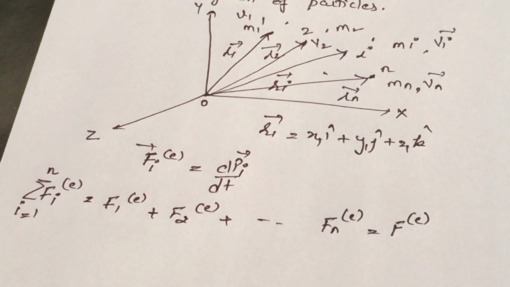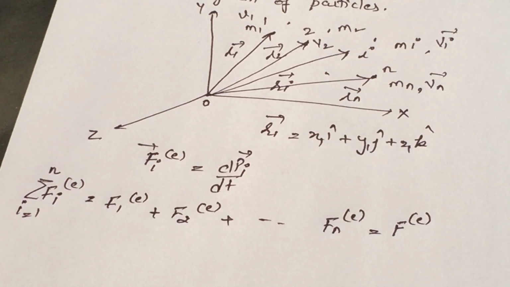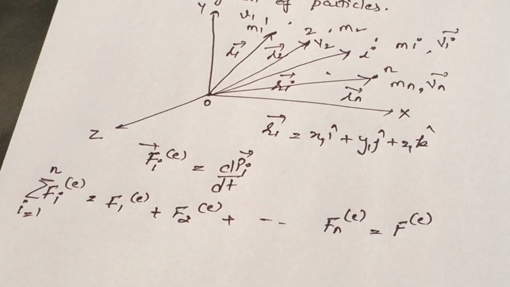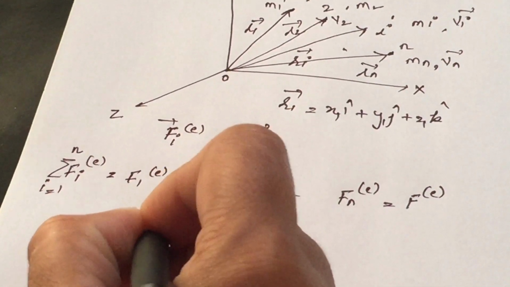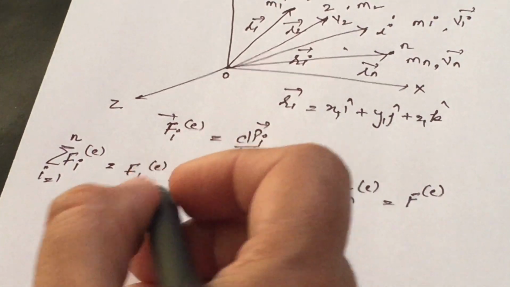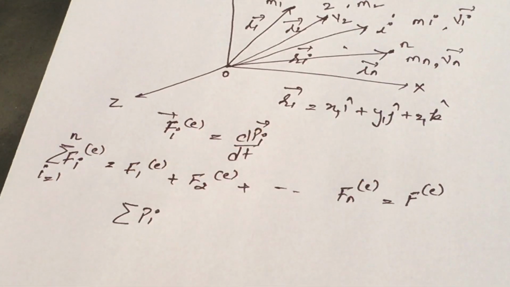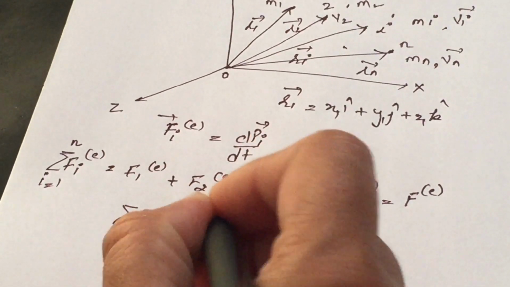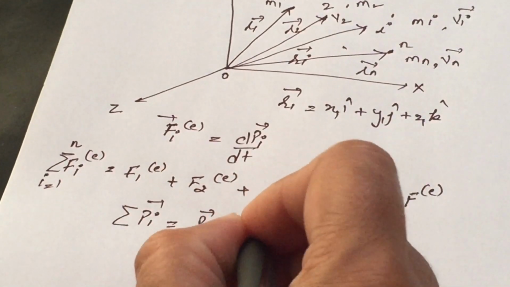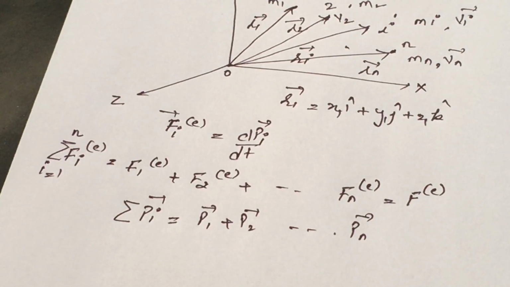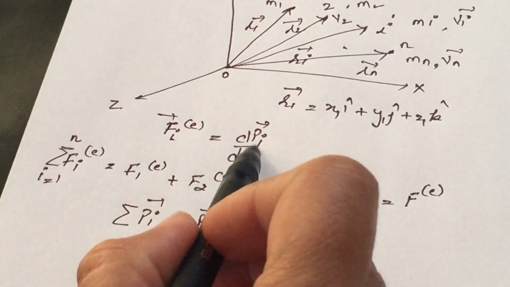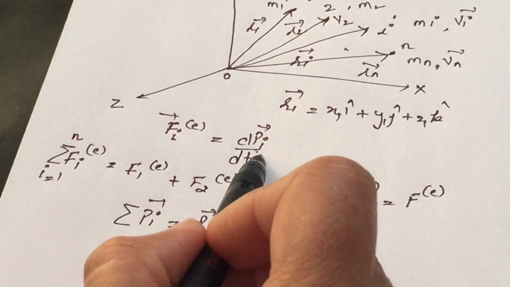Similarly, what is pi representing? pi is representing the momentum of the ith particle. But now we are discussing the system. If pi is the momentum of the ith particle, then the summation of pi will give the momentum of the first particle, the momentum of the second particle, and so on. We will obtain the sum of all the momenta of each and every particle. Now, this is the equation we have written for the ith particle.